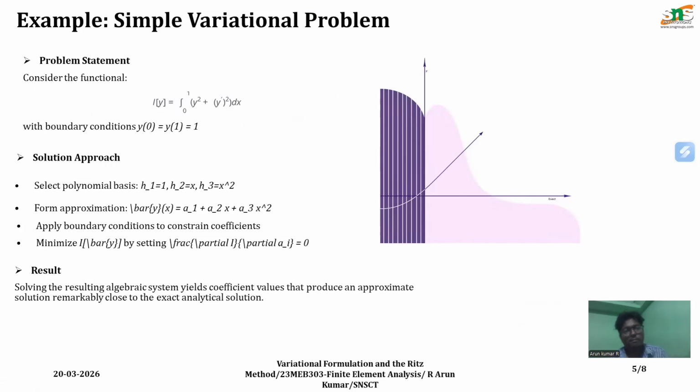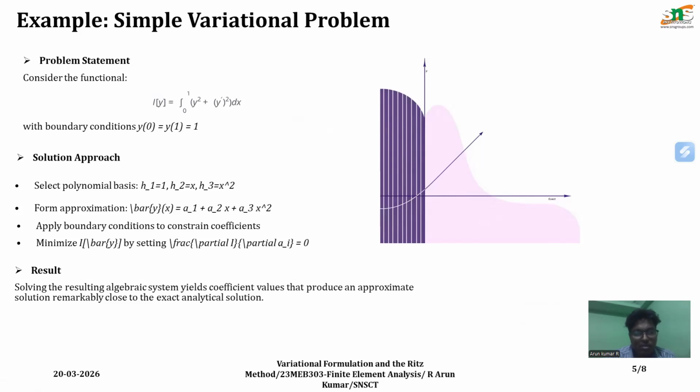So what is a simple variational problem example? Let's consider the problem statement: the functional I of y is equal to the integral from 0 to 1 of y square plus y dash the whole square dx. What is the boundary condition here? I consider y of 0 equal to y of 1 equal to 1. That means when x is equal to 0, the y value is 1, and when x is equal to 1, y is also 1.